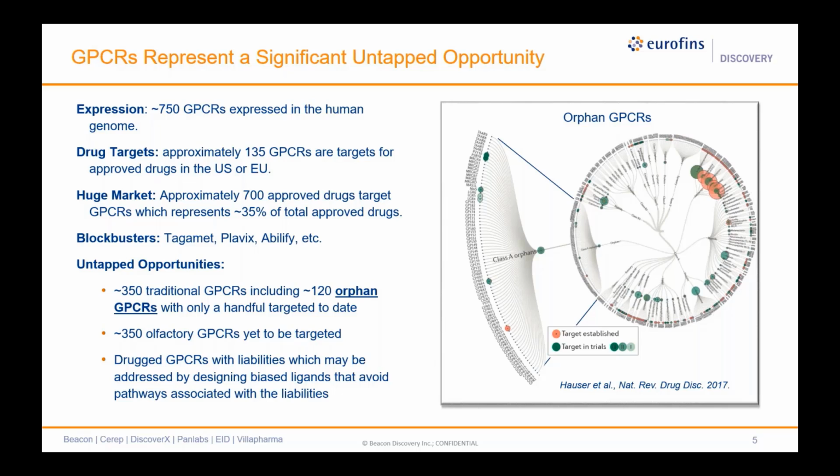There are still untapped opportunities within this class of receptors. The 350 traditional GPCRs include 120 receptors with no known ligands. These are called orphan GPCRs. And only a handful of these have been targeted to date. There's also an additional 350 olfactory GPCRs that have yet to be targeted.